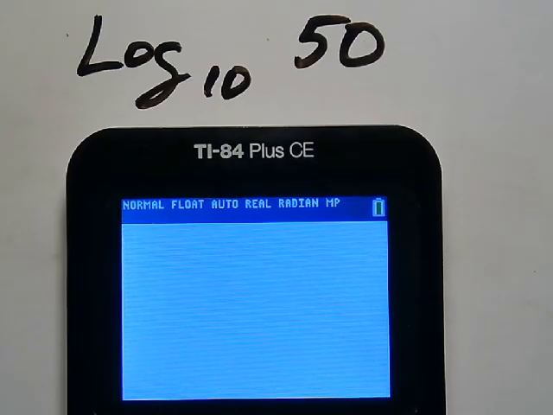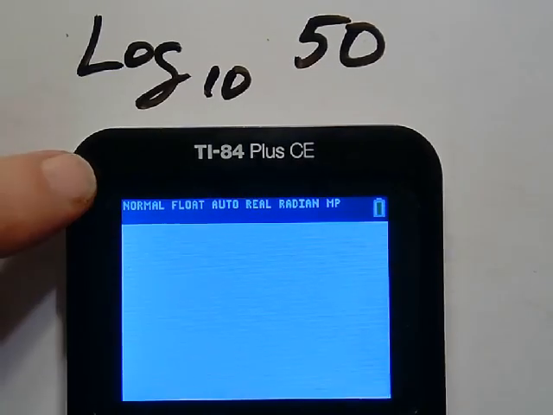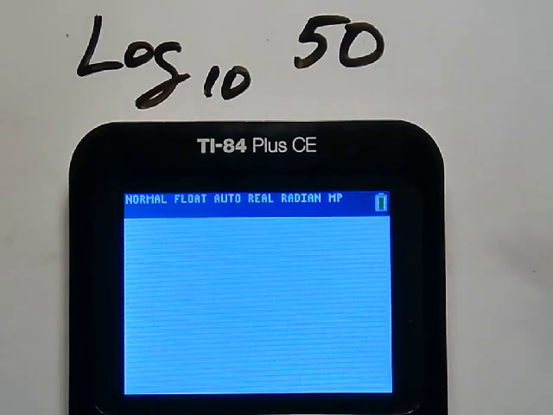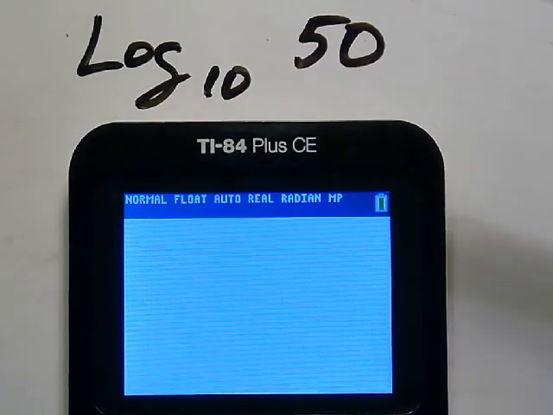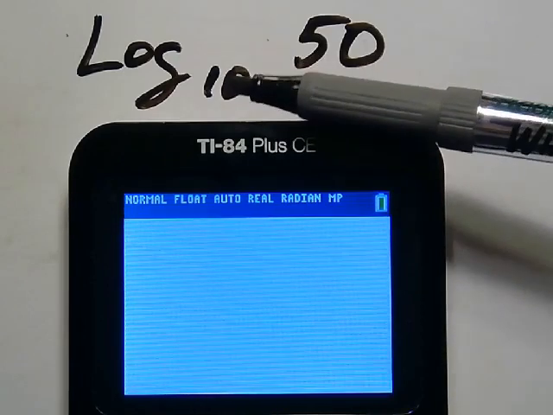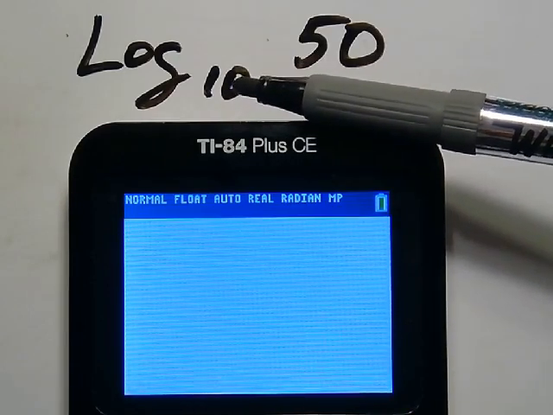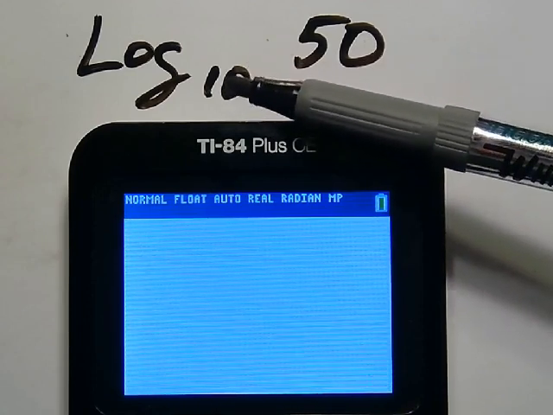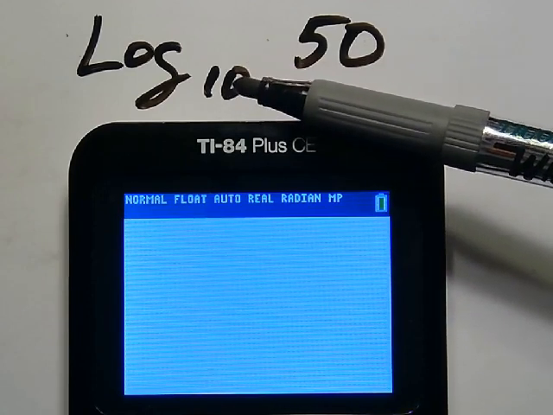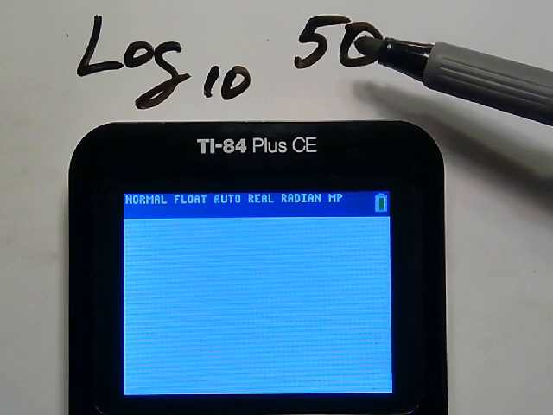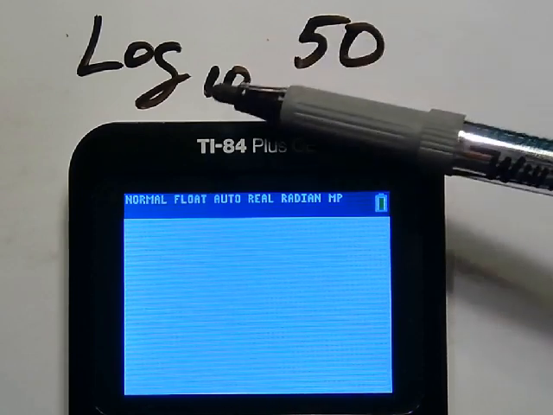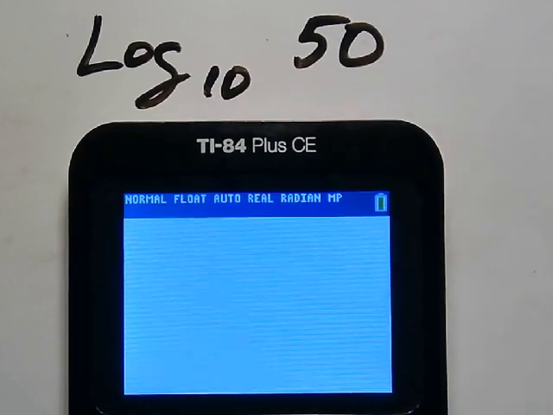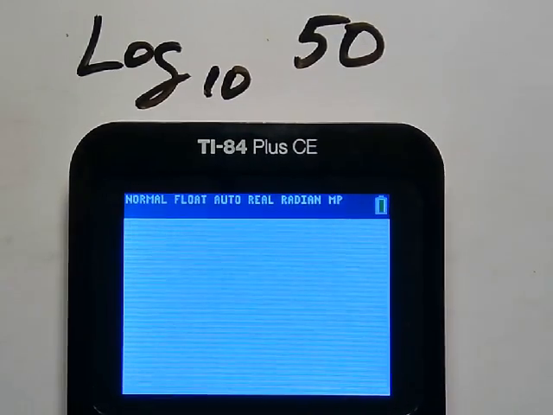All right, let's do this one, log base 10 of 50. Now, remember that what we're doing here with logs is we're asking a question. It's an exponent question. We're saying, what is the exponent on 10 that will give me 50? Well, 10 to the first power is 10, and 10 to the second power is 100. So I would expect that log base 10 of 50 is somewhere between 1 and 2, probably close to the middle. Let's go ahead and take that.